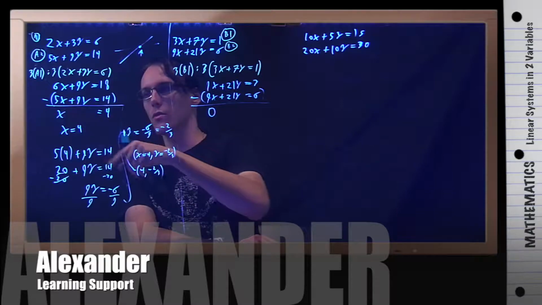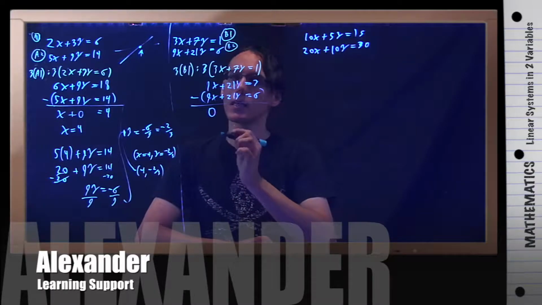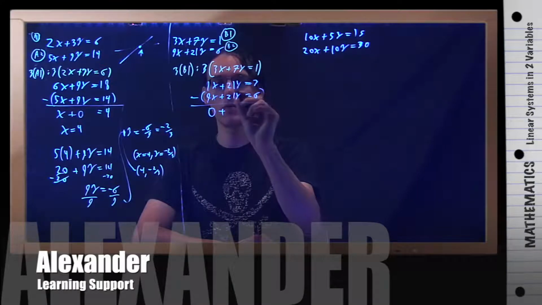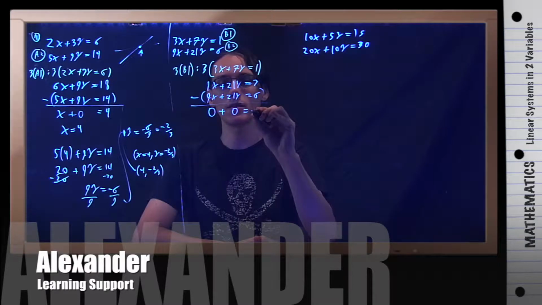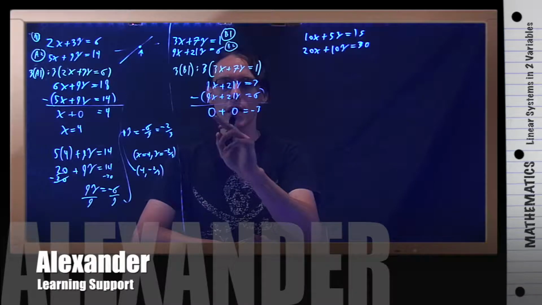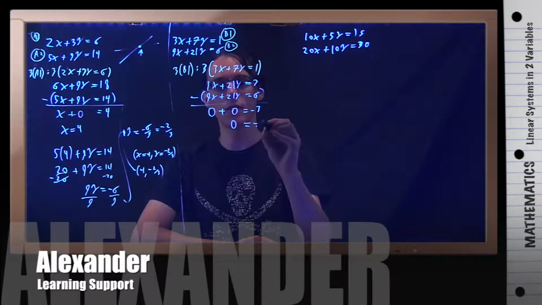I didn't write down 0 over here. I could. Here I'm writing it down explicitly because that's 0. And then 21y minus 21y, that's also 0. And then 3 minus 6 is negative 3. So notice I have no variables here, and all I get is 0 equals negative 3.